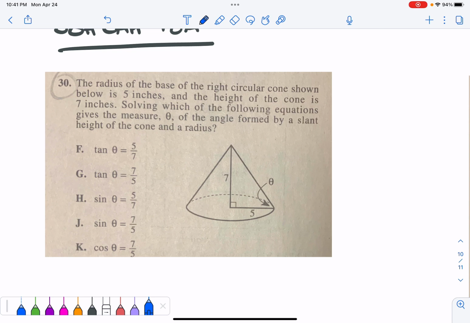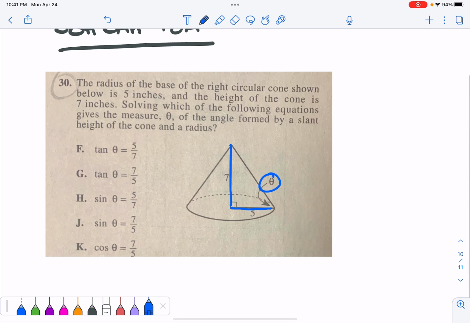The radius of the base of a right circular cone is shown, and it is 5. They have it listed as 5 right here. The height of the cone is 7. Solving which of the following equations gives us the measure of angle theta? They're just saying, if we were to try to find what angle theta is, which one of these trig functions would do it? Sine, cosine, or tangent?